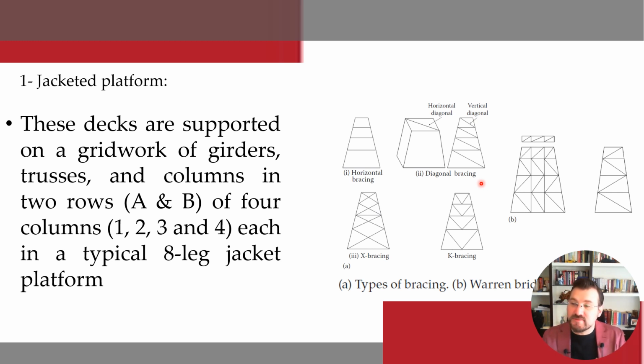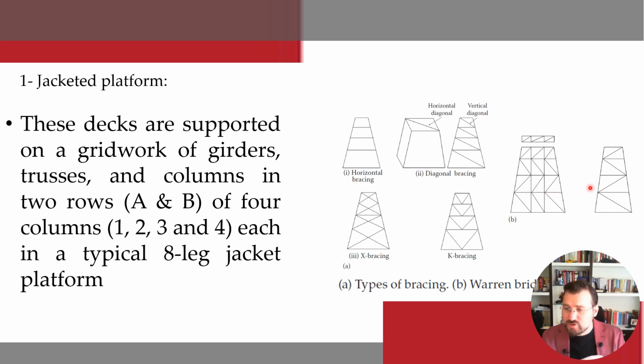which are framed together by many relatively smaller sized tubular members known as braces. So these braces can be of three types. One of them is the horizontal braces, as you can see in the first one. The second one is the diagonal bracing, as you can see here. The third one is the X or K type bracing.